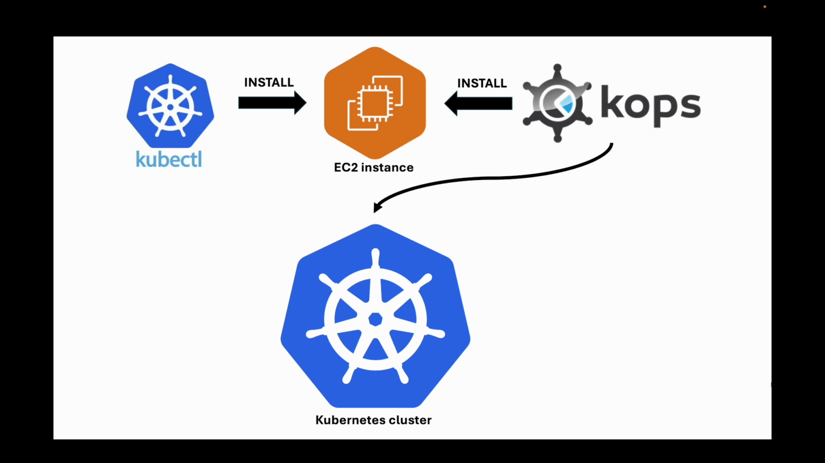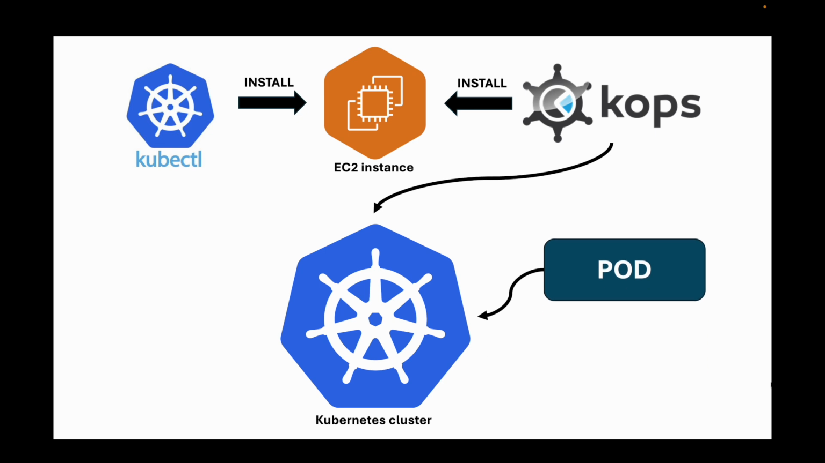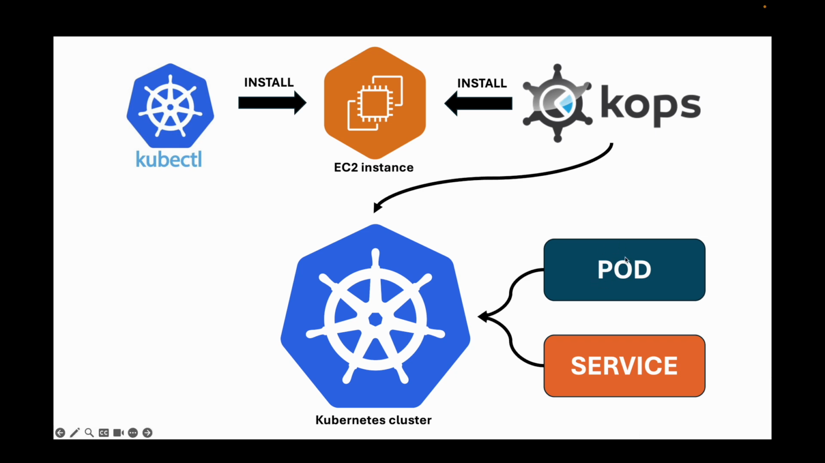Once our cluster is ready, we will create a pod on it. So we'll containerize a Tomcat application and we'll run that as a pod. And then we'll create a service which will allow us to access that Tomcat application. So the containerized application that we have deployed as a pod, to access that, we'll need to create a service. So this is what we will be doing.